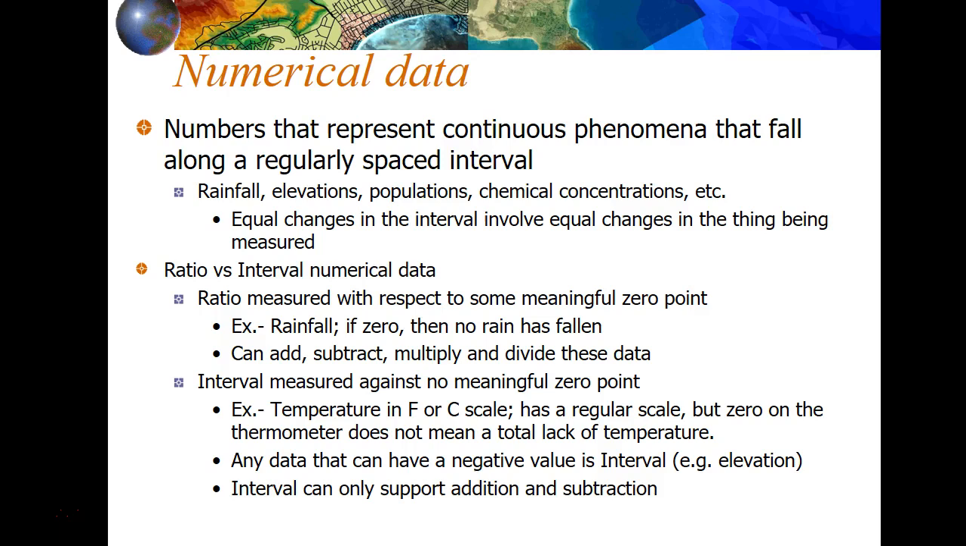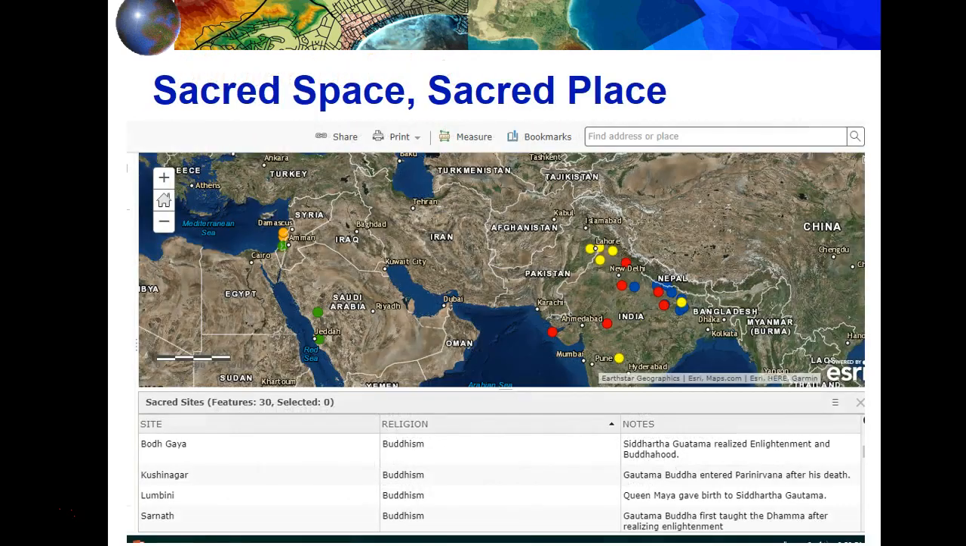It's numbered data. Amount of rainfall, amount of snowfall, the temperature, number of casualties during a battle. So numerical data can be very powerful, and there are some analyses that can't be done without numerical data. So speaking of data, let's just look at this map real fast.